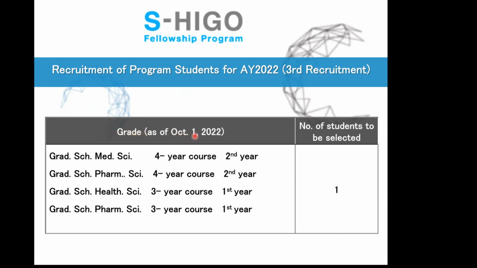They should be in the second year of either the Graduate School of Medical Sciences or the Graduate School of Pharmaceutical Science, 4-year doctoral course, 4-year PhD course, or they can be first-year PhD students of a 3-year course in the Graduate School of Health Science or Graduate School of Pharmaceutical Science. Among all these schools, the number of students who will be selected is only one. So only one student from these graduate schools will be selected.